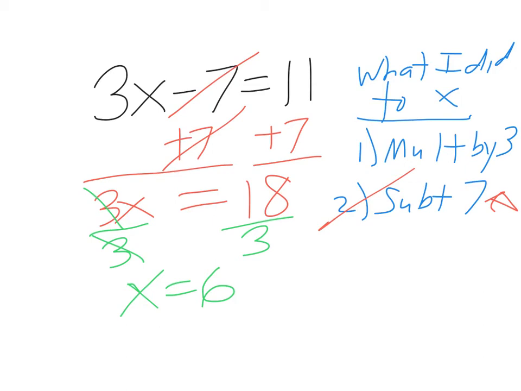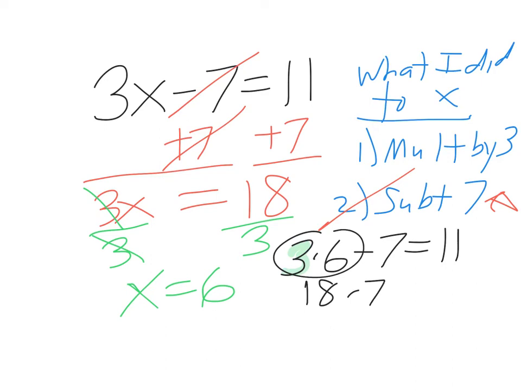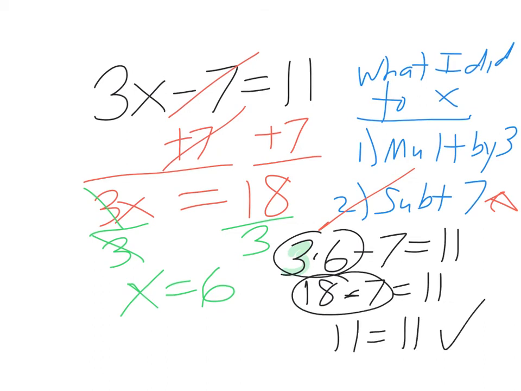Now, let's just check to make sure that's right. 3 times 6 minus 7, does that equal 11? Well, 3 times 6 is 18, minus 7, does that equal 11? And 18 minus 7 is 11. So 11 equals 11, so I know I'm absolutely correct. So that is the correct answer.